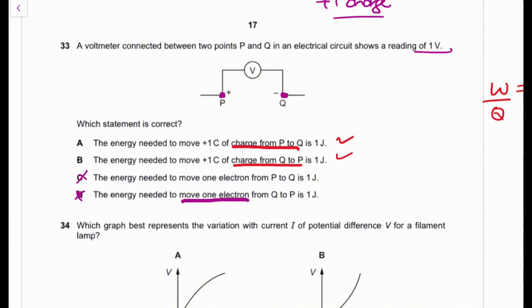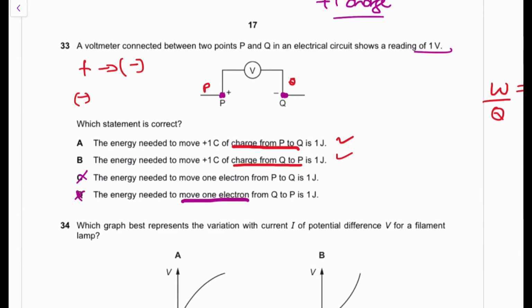The problem is here, where they're saying charge moves from P to Q. We have what you call conventional current, which states that current will always move from the positive to the negative. But remember, the charge carriers are actually negatively charged. So it doesn't make sense for us to say that charge moves from P to Q, because P is a point of higher potential than point Q.